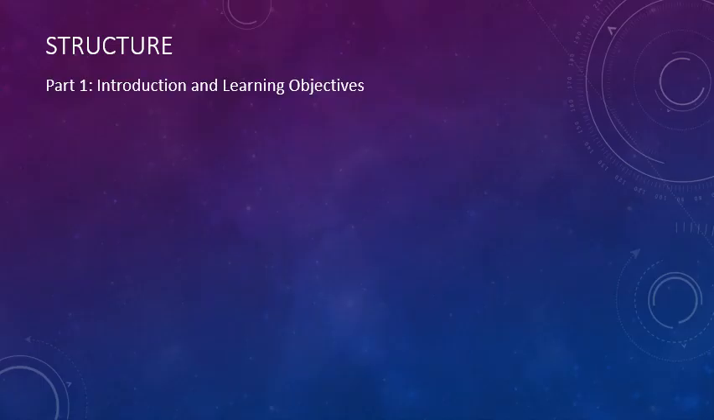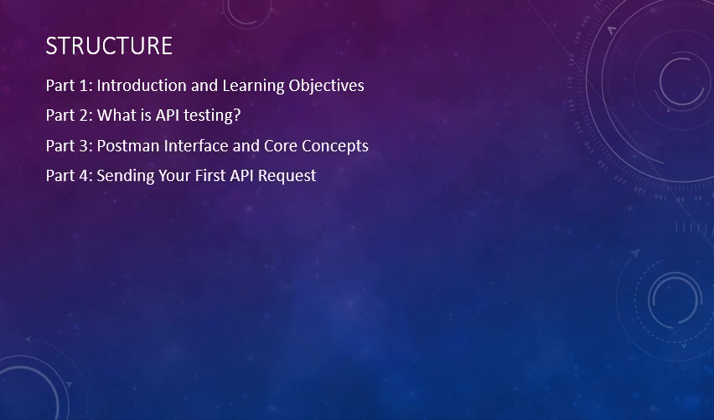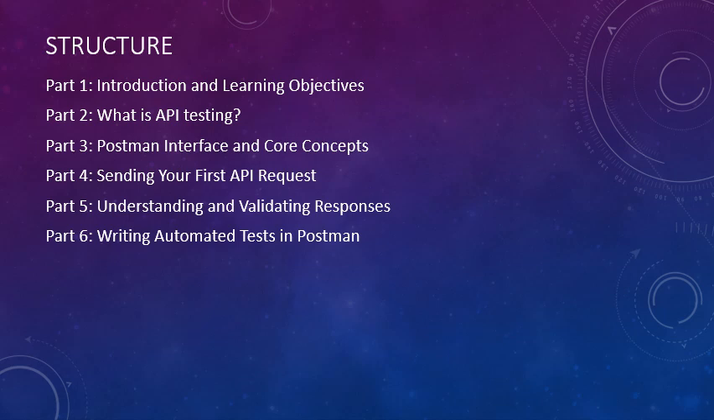This presentation is divided into 12 parts. Part 1 is a quick introduction along with the learning objectives. In Part 2, I will briefly talk about what API testing is. In Part 3, I'll show you the Postman interface and some of its core concepts. Then I'll walk you through sending your first API request, followed by understanding and validating the response. Then in Part 6, we'll go over writing automated tests and learning about variables and environments in Postman.